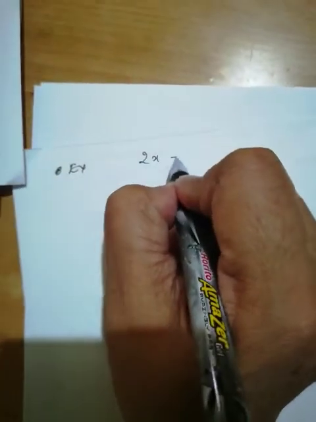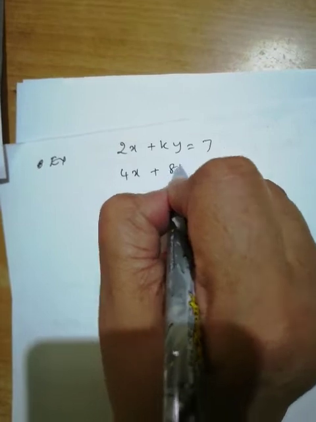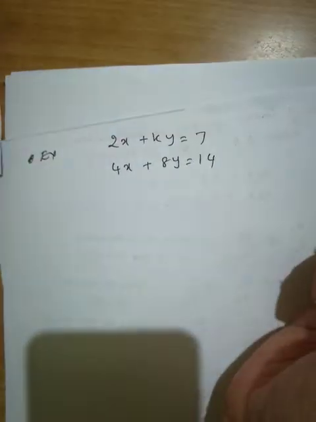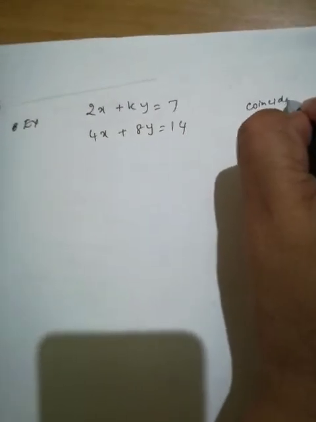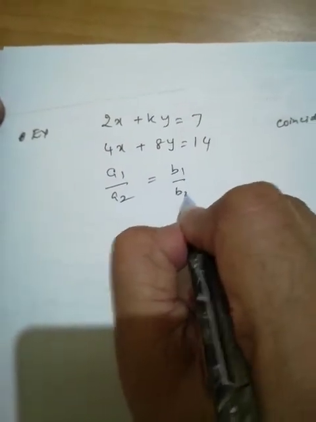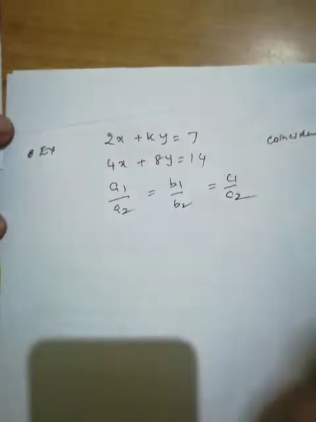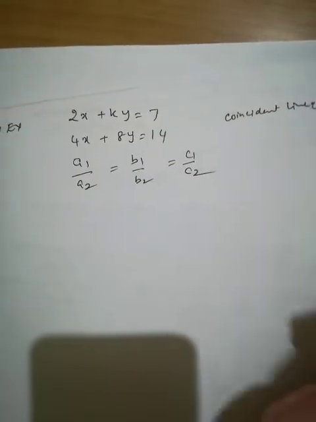Okay, suppose we have to find out the value of k. For example, 2x plus ky is equal to 7 and 4x plus 8y is equal to 14, and the condition given is that they are coincident lines. Coincident lines means a1 by a2 is equal to b1 by b2 is equal to c1 by c2. Infinite number of solutions, and coincident lines are one and the same.